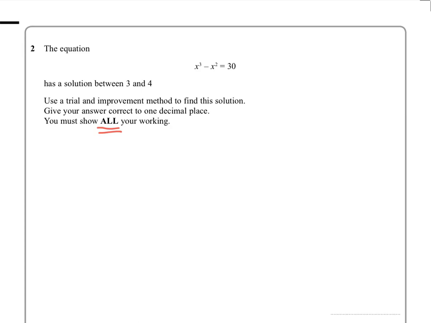So we'll start with 3, and that would give us 3 cubed minus 3 squared. And if we try that on the calculator, so we have 3 cubed minus 3 squared, and that will give us 18. And then I'd put an arrow here saying too low. Okay, then we can go, leave a bit of space and try 4, and then 4 cubed minus 4 squared.